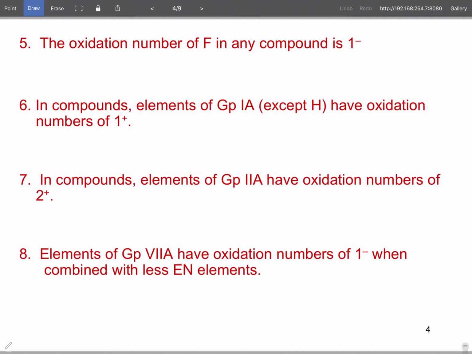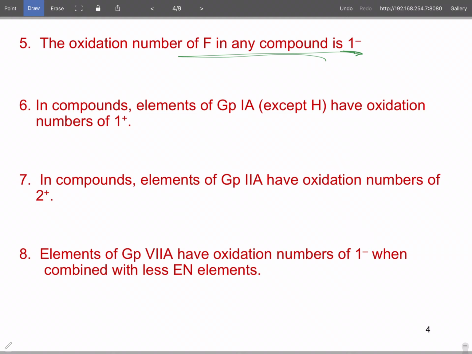The oxidation number of fluoride in any compound is 1 minus. Fluoride, you're going to find out, it doesn't like to play well with electrons. It wants them. So it will always be 1 minus.